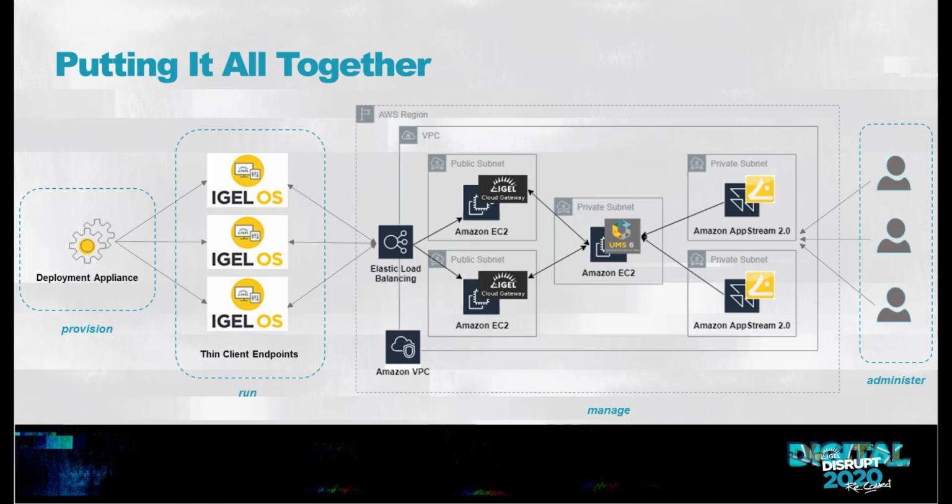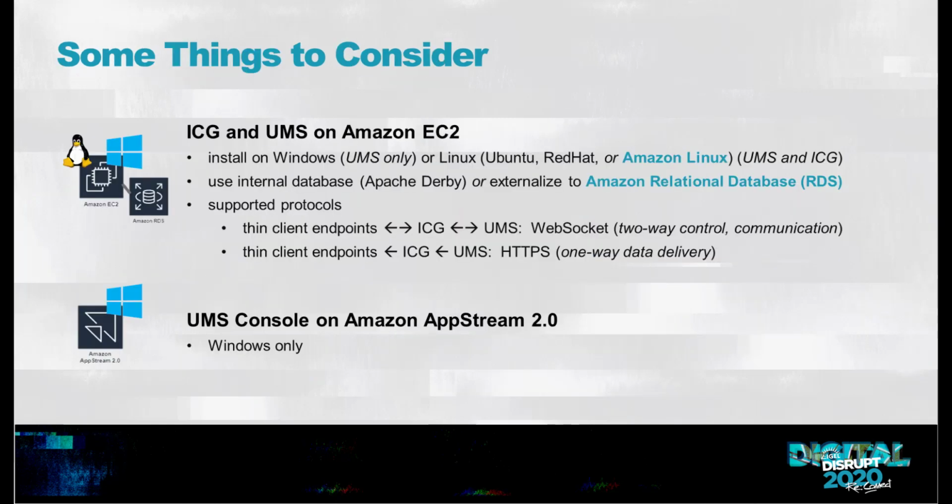Revisiting our stack diagram from earlier and merging in the AWS services, we now have a visual roadmap for how to get the core IGEL stack onto AWS. There are some initial things to consider, however. When running ICG and UMS on EC2, remember that both workloads run on Linux, but only UMS can be installed on Windows. Additionally, although not technically supported by IGEL today, both management servers do run on Amazon Linux.